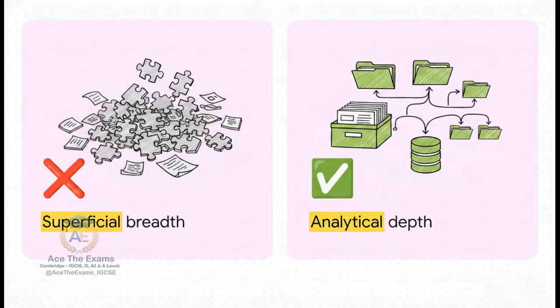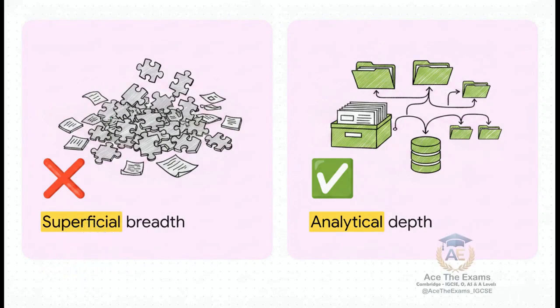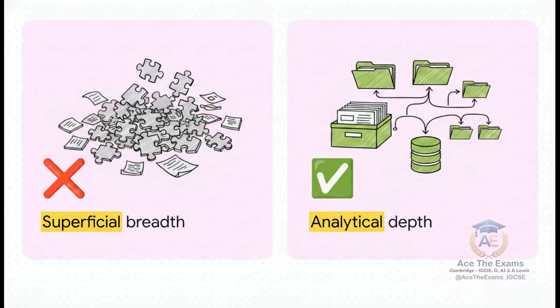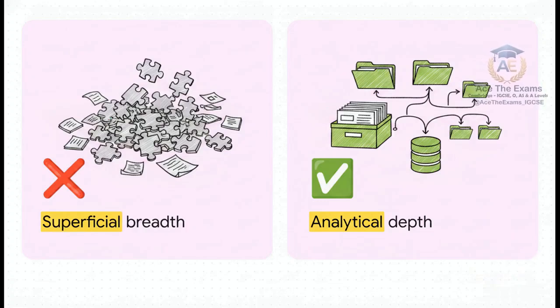Why do students famously struggle with evaluating algorithmic efficiency within database indexing? Well, it comes down to a fundamental misunderstanding of the assessment objectives. Let's talk about two classic student archetypes. First, we have Alex. Alex approaches the exam with superficial breadth. When asked a question, Alex overloads the page with raw computer science facts, writing a massive paragraph about what a B tree is, hoping something, anything, sticks. But there's zero analysis.